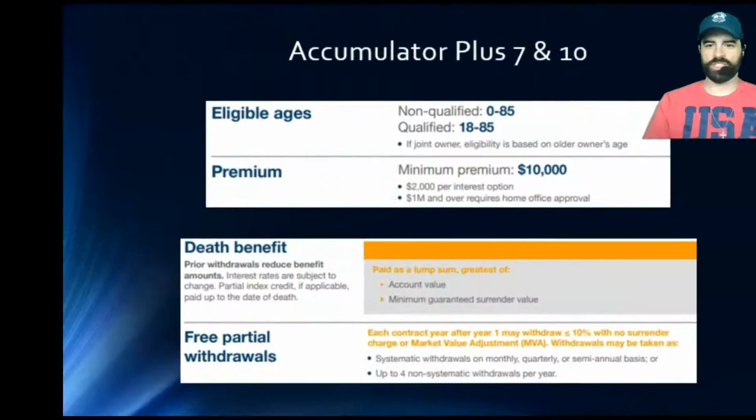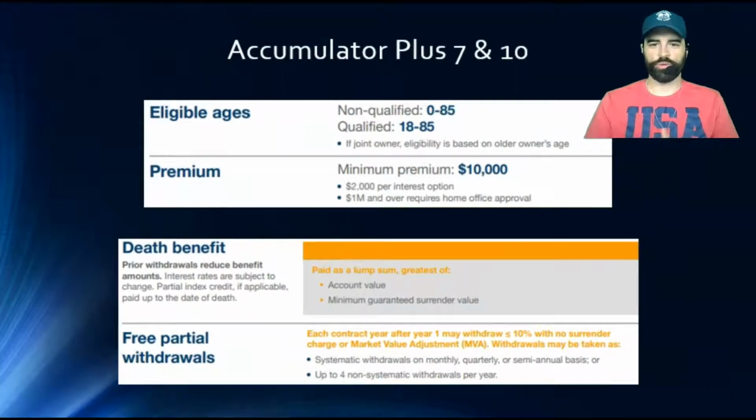So the Accumulator Plus 7 and 10 is a growth or accumulation product. Okay, so no income rider, nothing like that, straight growth. So not a lot of moving pieces to it. You can see the eligible ages here. Non-qualified 0 to 85, qualified 18 to 85. The premium, the minimum is $10K.